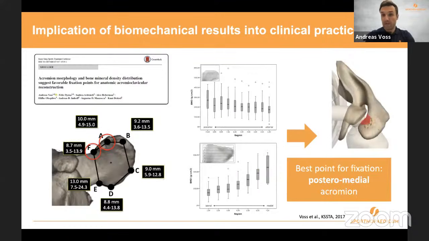If you look at the anatomy of the acromion, which would be the counterpart of the study before, we also looked at the bone mineral density of the acromion. And as you can see here, the density increases from lateral to medial. So we have the medial part of the acromion, as you can see on the right side, with the highest density. And as you look here at the measurements, the thickest part of the acromion would also be the medial part. So if you do any additional surgical procedure, for example, a cerclage or refixation of the capsule, it's best to do it in the posterior medial part of the acromion because you have the strongest bone in this part.